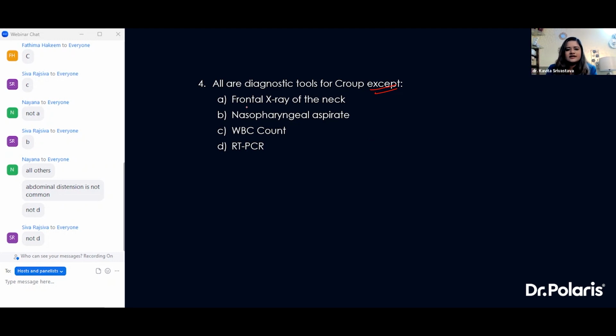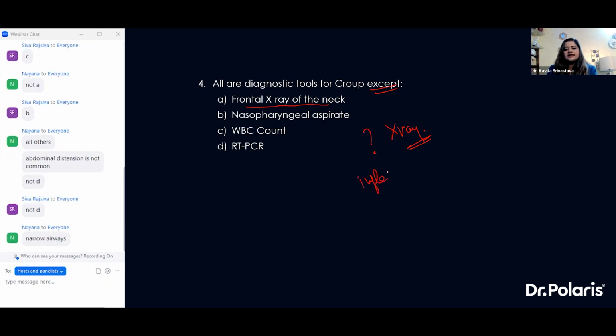So if we do a frontal X-ray of the neck, what sign do we get on the X-ray? Can anybody mention in chat box? Why do we do an X-ray if it's a diagnostic tool? Any response? Okay, so what is happening in croup? Basically, there is inflammation. Yes, there is narrowing of the airway. Very good.